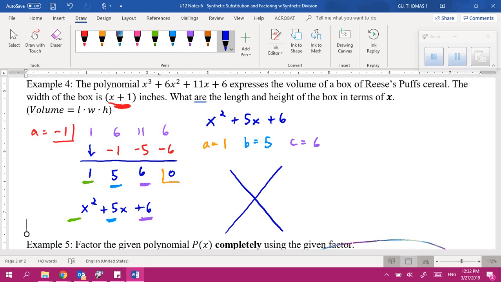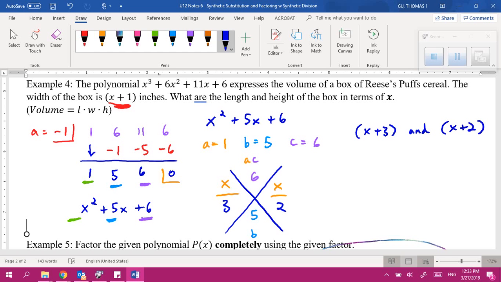Boom, what goes in the top? 6, A times C, which is 6. What goes in the bottom? Right, my two factors would be 3 and 2. What goes on top of those? X. Right, 1x, which is x. Okay, so what are the two factors I just found? X plus 3 and x plus 2, that's right.